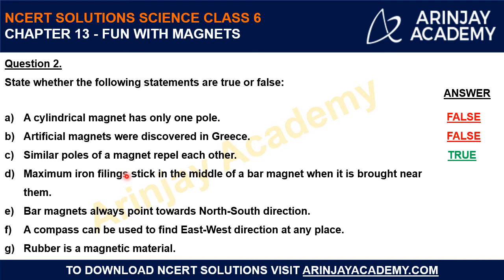The fourth statement is: maximum iron filings stick in the middle of a bar magnet when it is brought near them. So if you have a bar magnet and you have surrounded it with iron filings, you will observe that most of the filings accumulate at the ends of the bar magnet and not at the middle. This is because the ends are the poles of the bar magnet and the iron filings get attracted towards the poles and not towards the middle of a bar magnet. So this is incorrect. It's a false statement.